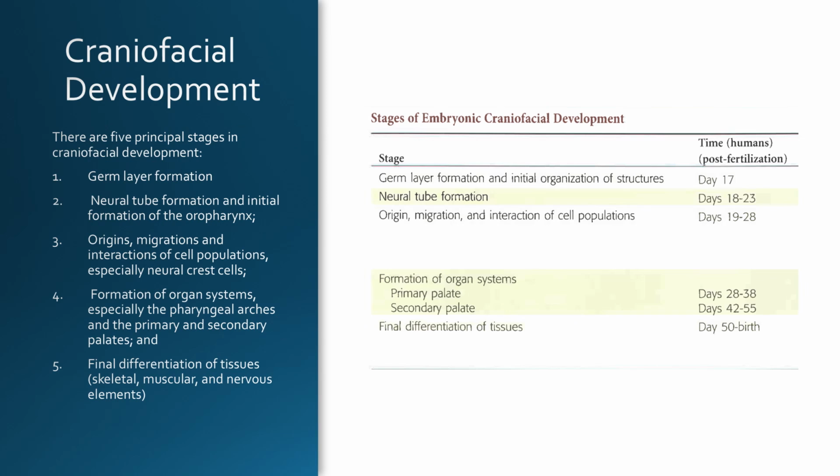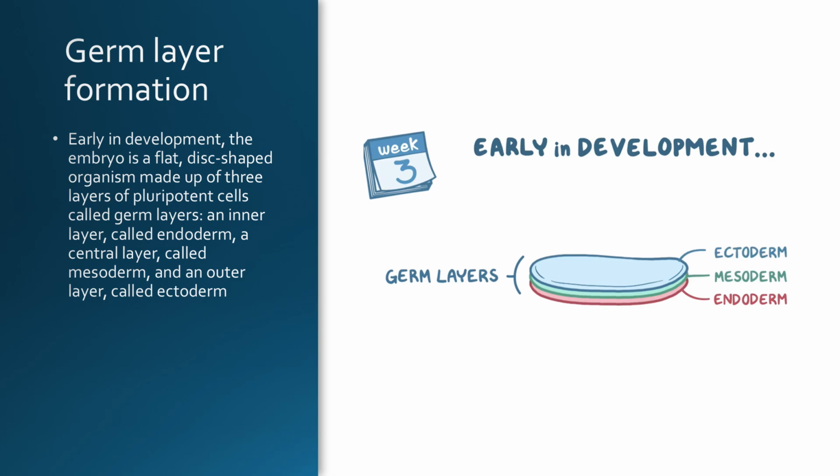Okay, so what we are most interested in is craniofacial development, the development of the cranium and the face. This happens during the embryonic phase mostly, if you look at the days, from day 17, after the second week, up to day 50 or 55, which is up to the 8th week. Okay? So the first stage of craniofacial development is germ layer formation.